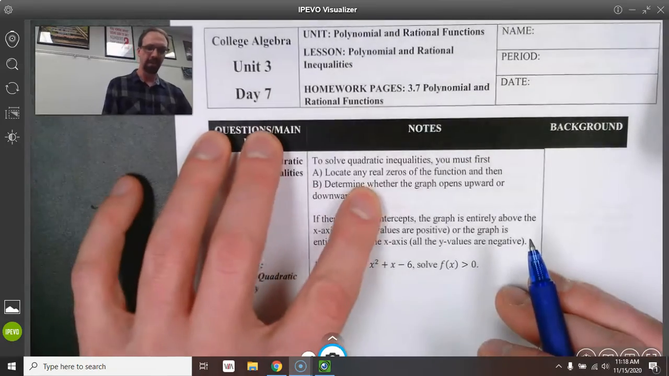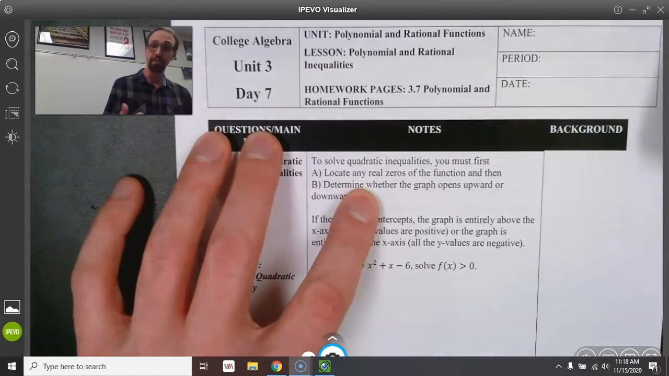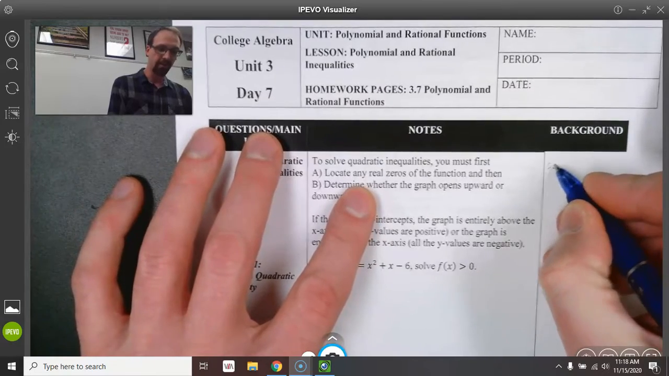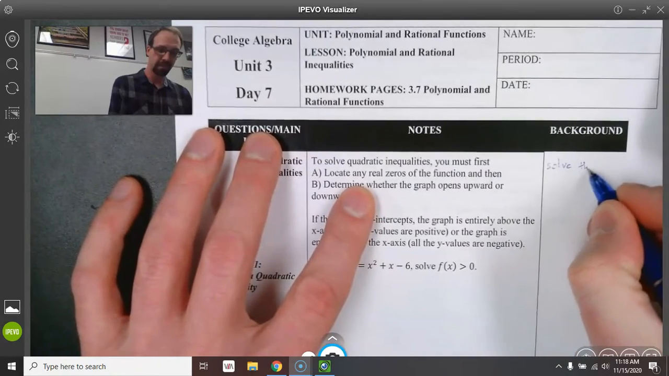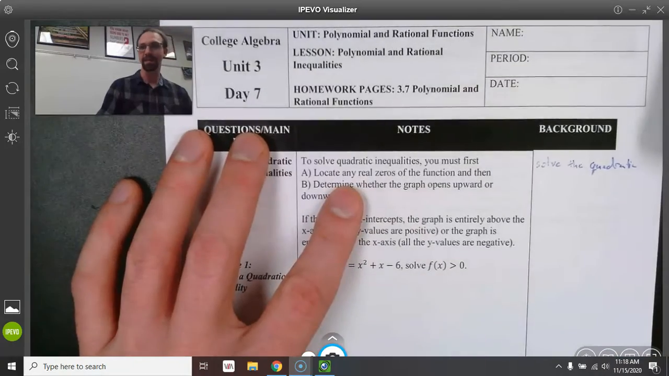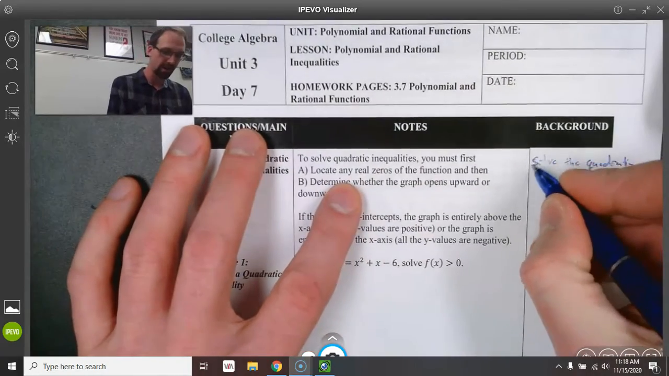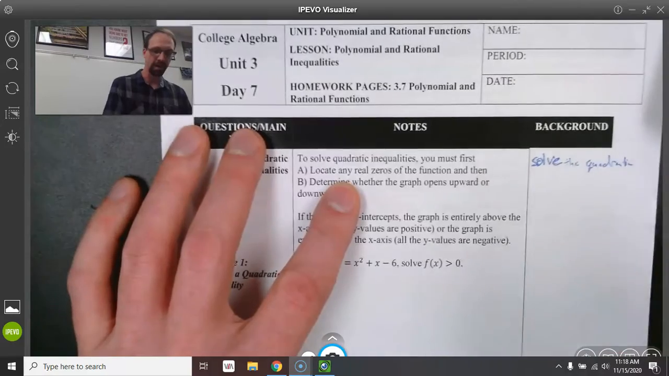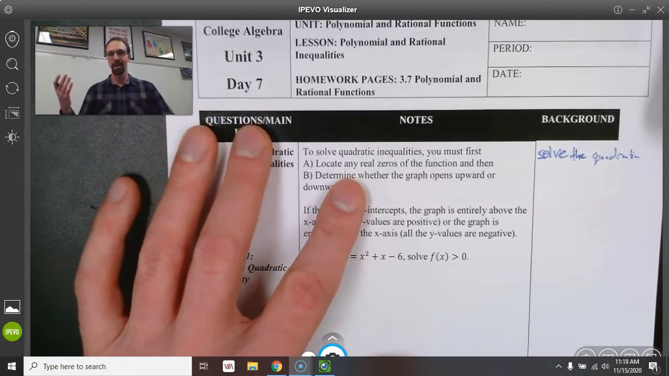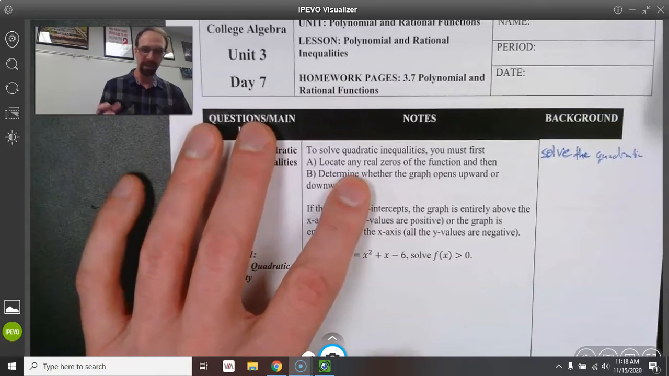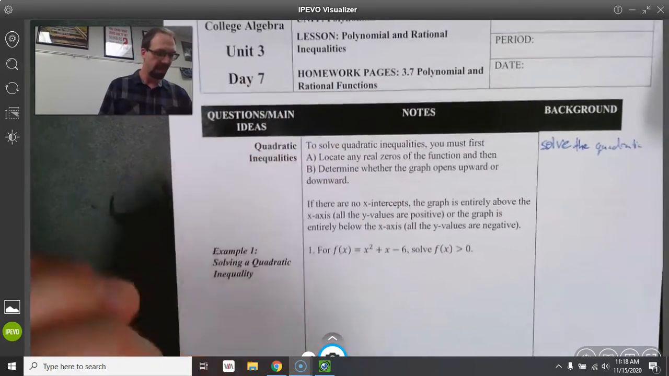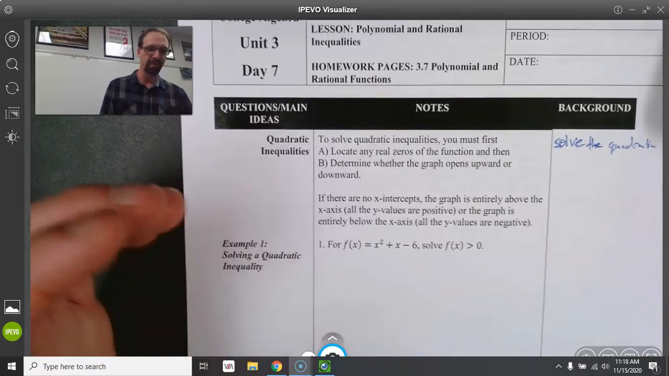We have to locate the real zeros of the function. So to do this, going back to what we've done previously, this is where we solve the quadratic first. And then you can use any techniques that you have to solve the quadratics. You can do it by factoring, using the zero product property, square roots, quadratic formula, completing the square, whichever one you feel most comfortable with, and you have the resources to do. And then you have to determine whether the graph opens upward or downward.